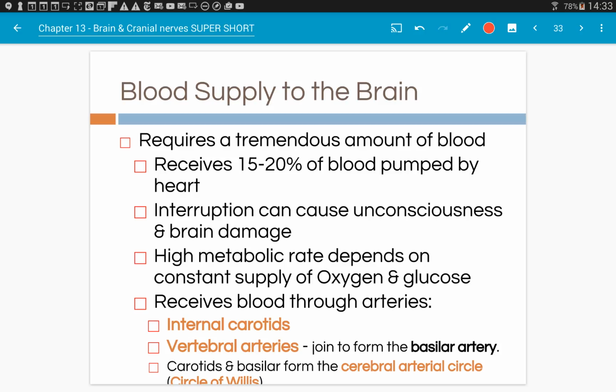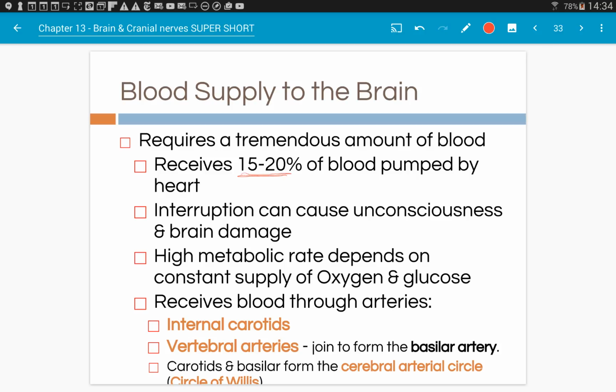Okay, now we're going to spend a couple slides talking about the brain's blood supply, because that is very relevant. Okay, so the brain does receive a large amount of blood. If you notice here, it receives up to 15 to 20% of the blood pumped by the heart every contraction of the heart. So every time the heart pushes blood out of the ventricles, 15 to 20% goes straight to the brain.